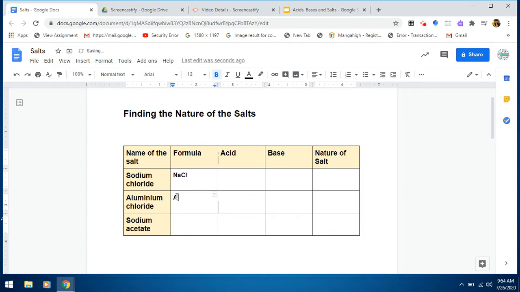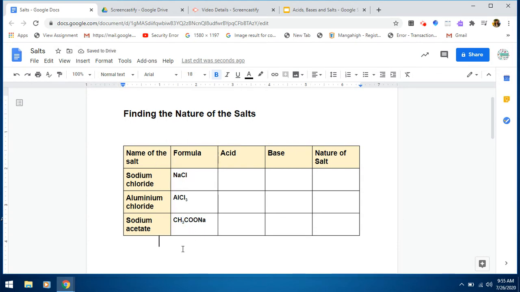Aluminium chloride is AlCl3. And now you must have become an expert at deducing the formula of various ionic compounds. Sodium acetate is CH3COONa. So this is the formula of sodium acetate.